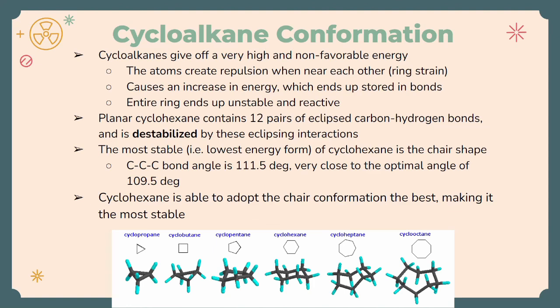Planar cyclohexane contains 12 pairs of eclipsed carbon-hydrogen bonds and is destabilized by these eclipsing interactions. The most stable form of cyclohexane is the chair shape, where the C-C-C bond angle is 111.5 degrees, which is very close to the optimal angle of 109.5 degrees. Cyclohexane is able to adopt the chair conformation the best, making it the most stable.